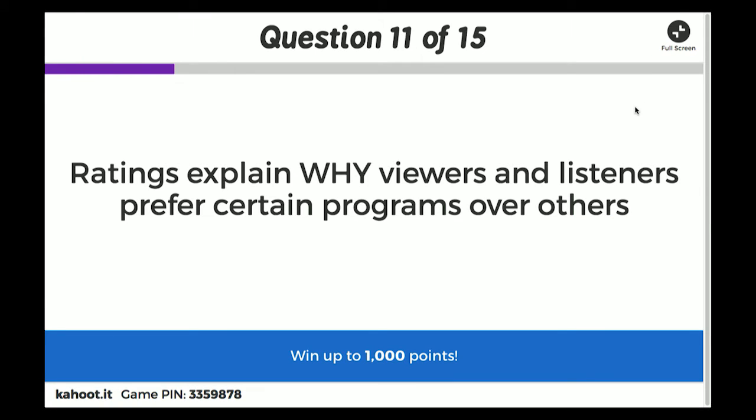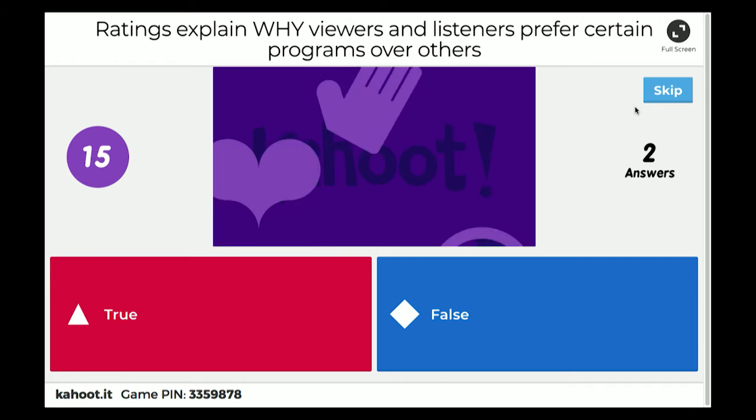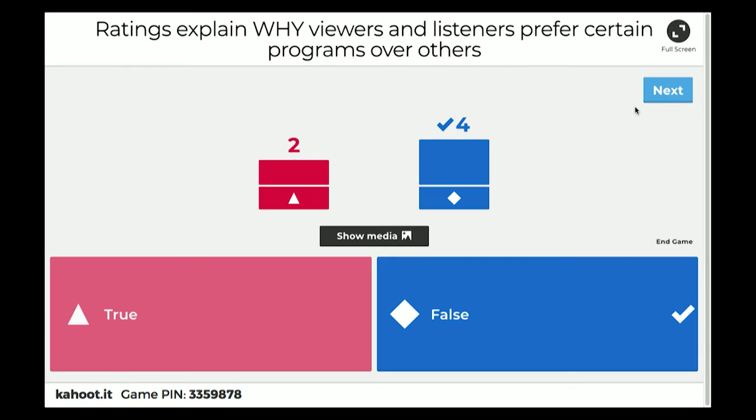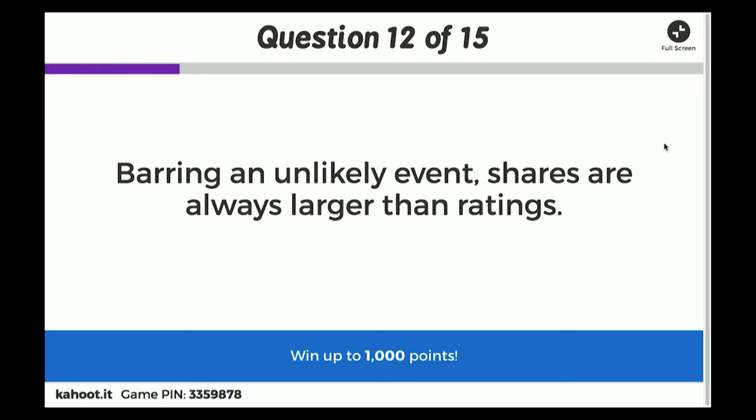Question 11, ratings explain why viewers and listeners prefer certain programs over others. Is that true or false? The ratings explain why people like what they like. All right, the majority got it. So ratings actually just tell us how many people watched what they watch and a little bit about who they are, but not why they watched it. For that, we need qualitative research.